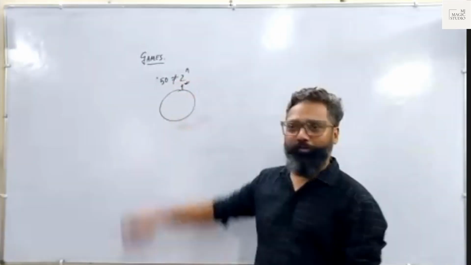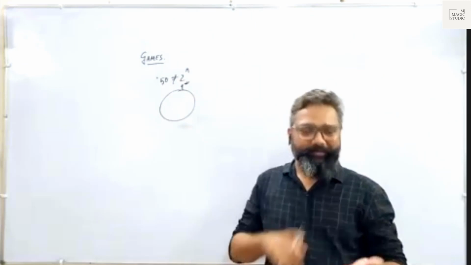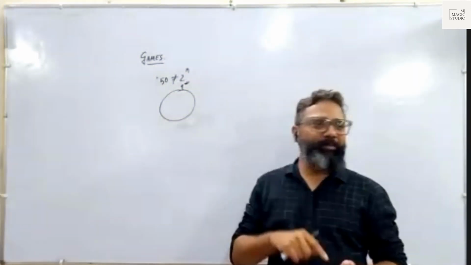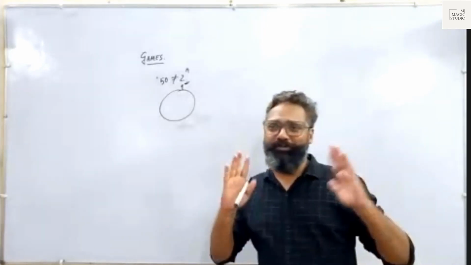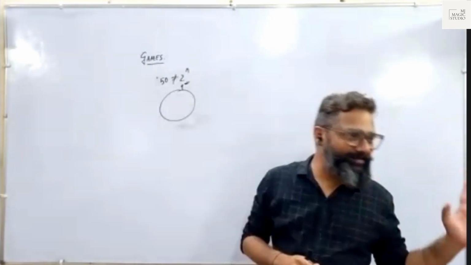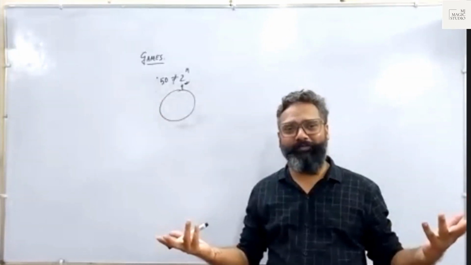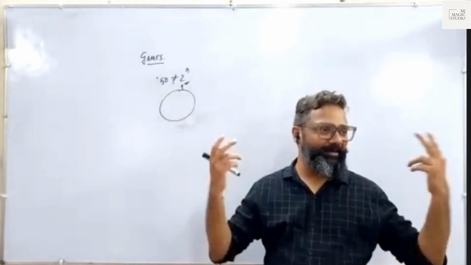Find the highest power of 2. 32. Deduct it from 50. That many people need to be killed. 18 people need to be killed. 18 into 2, 36. Roll number 36 is killed. Knife is with roll number 37. Then there are 32 survivors. 37 is the survivor.